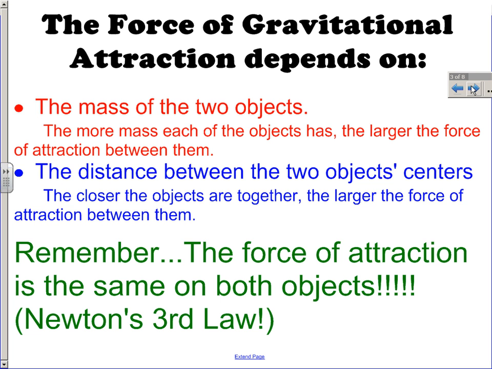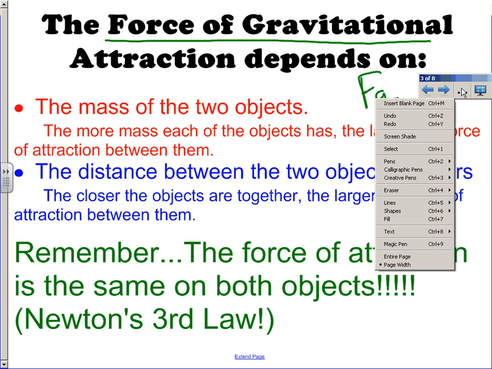And that force of gravity depends on these things here, okay? The force of gravitational attraction, which we're going to abbreviate as FG, the force of gravity. What it depends on is the mass of the two objects. So the more mass each of the two objects has, the larger the force of attraction is between them. And it also depends on the distance between the two object centers. So the closer the objects are together, the larger the force of attraction between them is. All right? So let me stick a slide in here and give you a little bit more of a visual. So check it out.